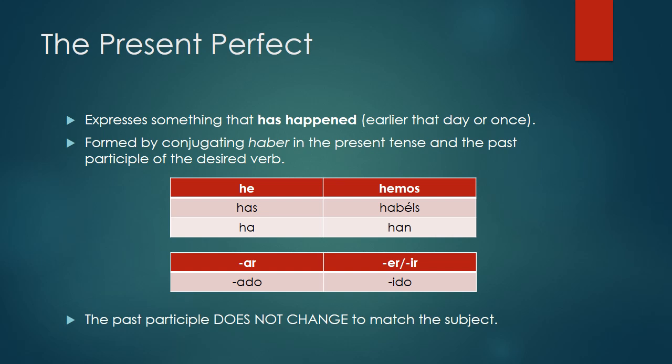And the past participles are just like in the passive voice. AR past participles end in -ado, and ER and IR end in -ido. But unlike the passive voice, with the present perfect, the past participle does not change to match the subject. In other words, it always ends in O.